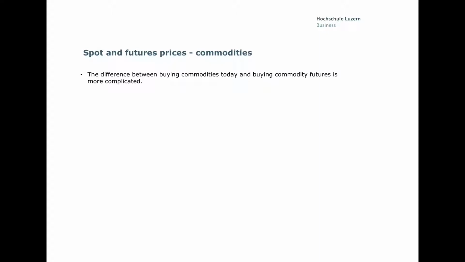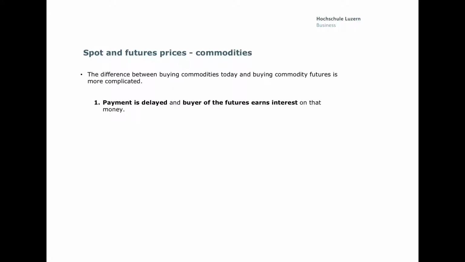So far, we have studied how to price financial futures. The next topic to address is how to price futures and commodities. The difference between buying commodities today and buying commodities futures is a bit more complicated, but not too hard to understand. In order to do so, we proceed in 3 steps.